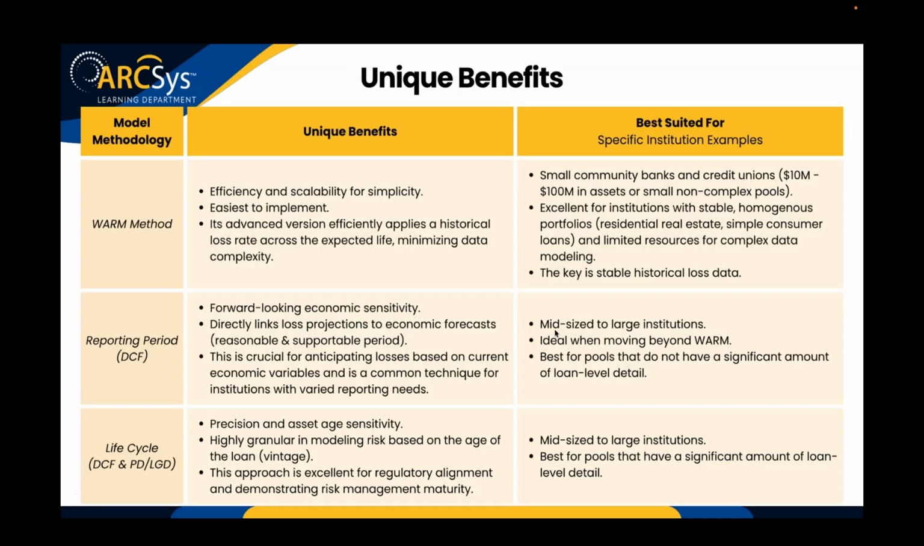Now, each of these models has their own unique benefits and situations they are best suited for. The WARM model is efficient, it's scalable, it's easy to implement. However, due to the lack of economic forecasting, it may require some additional qualitative adjustments not required in some of the more forward-looking models. The WARM model is best suited generally for small community banks and credit unions between $10 million and $100 million in assets, or for small non-complex pools.